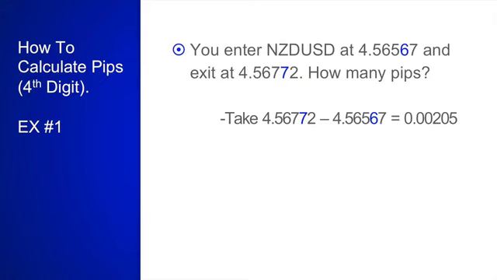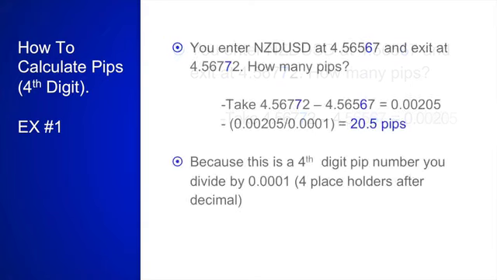The most important part is that you get that answer equals 0.00205. Now, one way that you can find out how many pips were in this situation is you take them, subtract them, and then you divide by 0.0001. That is going to equal 20.5 pips.